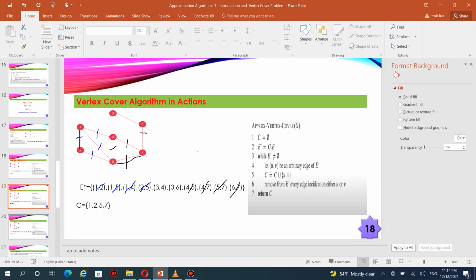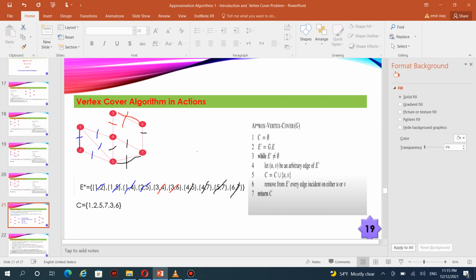So we select 1, 2. After that, we will select 5 and 7. So we will delete 5, 4, 7, 4, 7, 6, 5, 4. 5, 1 was removed, 5, 2 was also removed. After that, in the next step we will select another edge, 3, 6, and remove all its edges. So in this step we will see E is null, so we will stop and get our solution C.